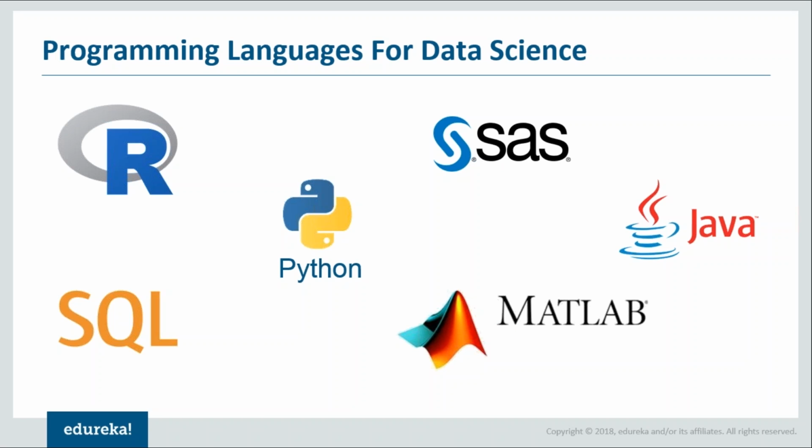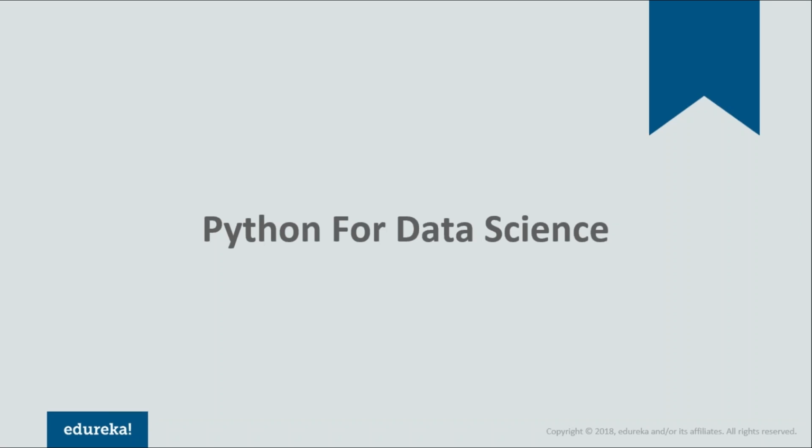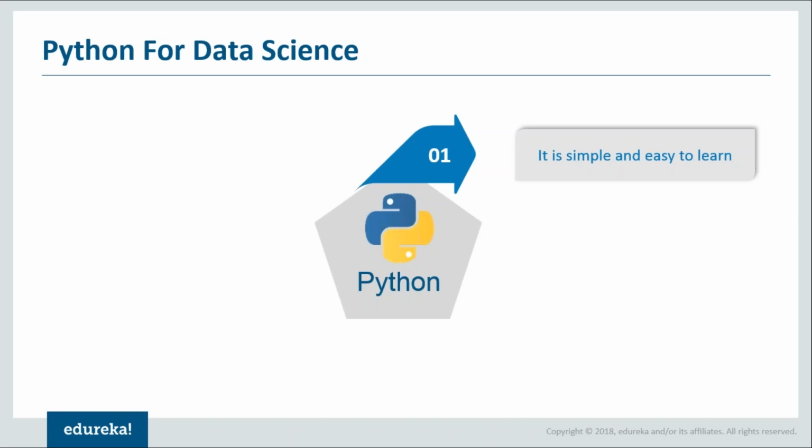Next, we have different programming languages for data science. We have the R programming language, we have SQL, we have Python, we have SAS, and many more like that. But here Python is the most preferred choice for data scientists among all of these. So let us understand why Python for data science. Python has numerous features, so let me discuss them one by one.